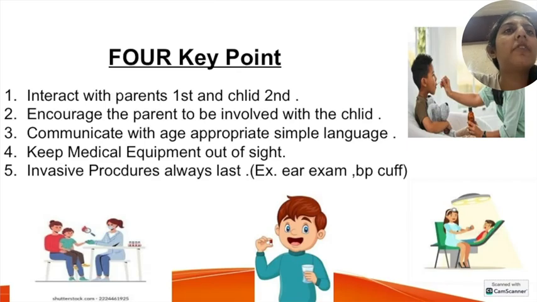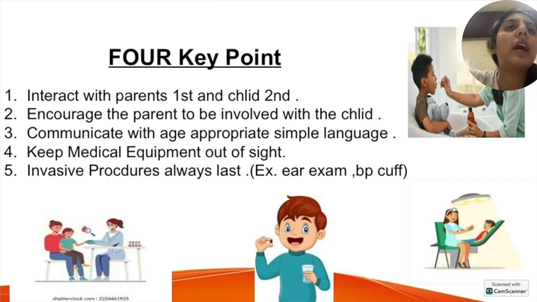Number 1, we always interact with the parents first and the child second. This helps to build trust with the child and family. And then the second, encourage the parents to be involved with the child. It's an important NCLEX tip. For example, let the child sit on the parent's lap during the physical assessment.